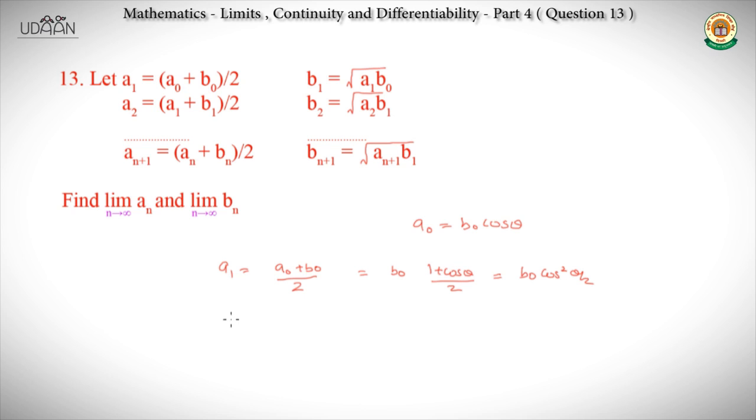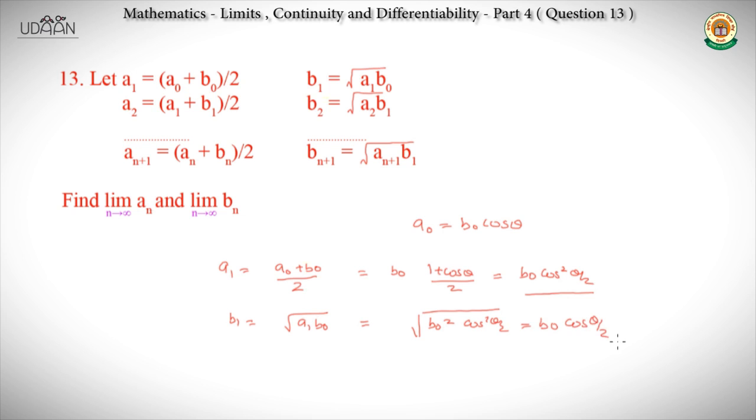Exactly. And now when I go on to b1, it is actually root of a1 b0. So again, when I substitute, it becomes root of b0 square cos square (theta by 2). So a1 is substituted by b0 cos square (theta by 2) that we have already found out in the previous step, and we get b1 equals b0 cos (theta by 2).